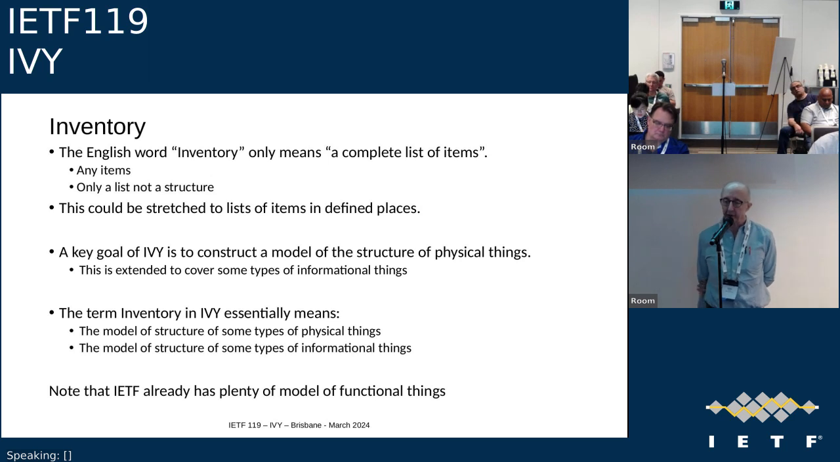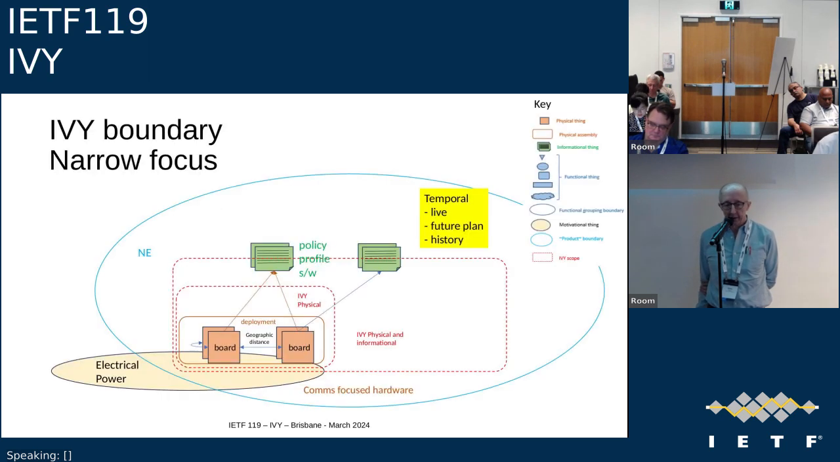So spoons, physical thing. So we've got plenty of functional models in IETF and RFC 8345. So we're not looking at defining models for functional things, clearly. And we're not looking at inventorying functional things either. So listing those or doing the structure for them, because that's done elsewhere.